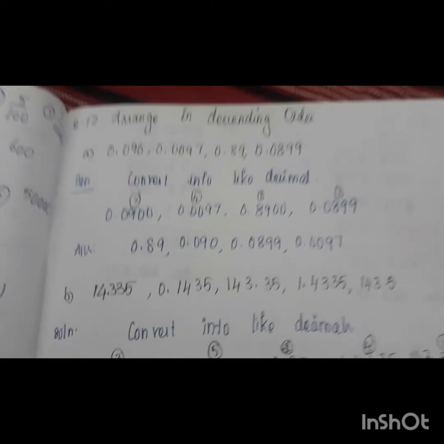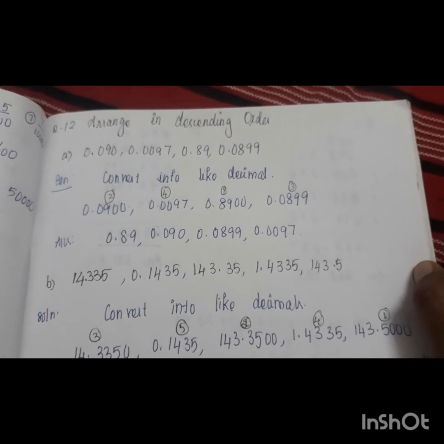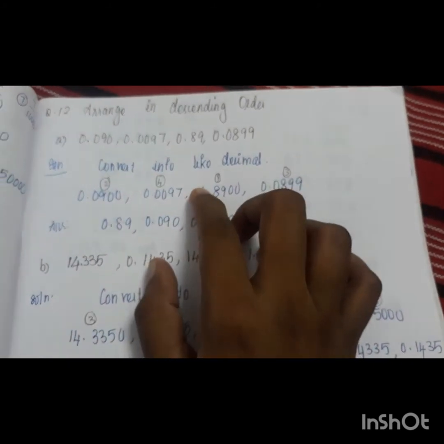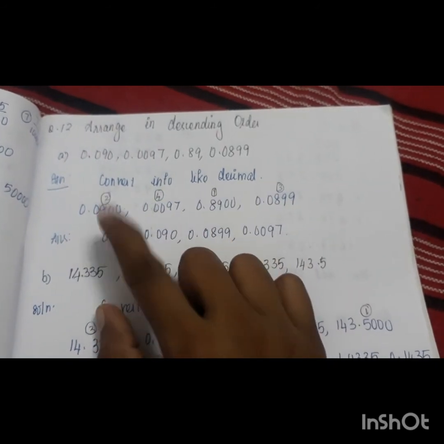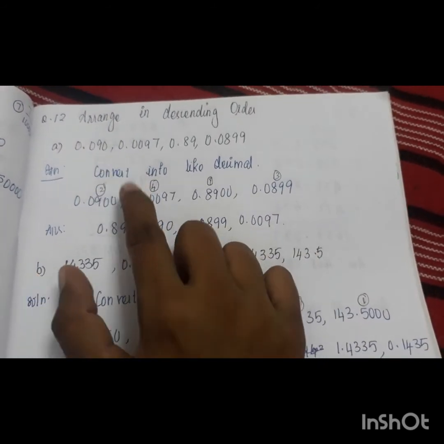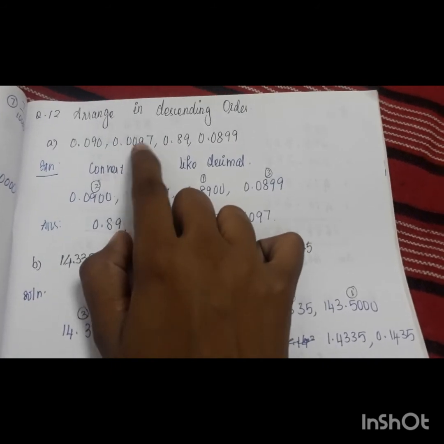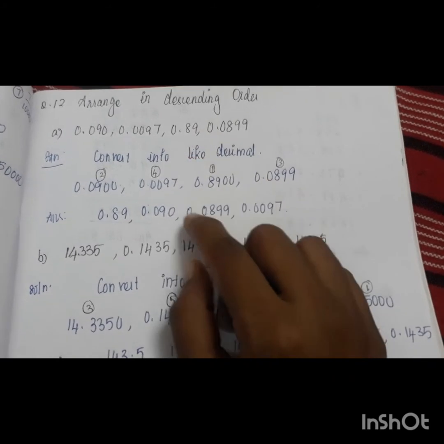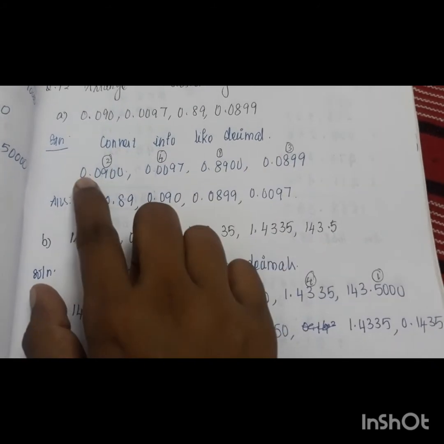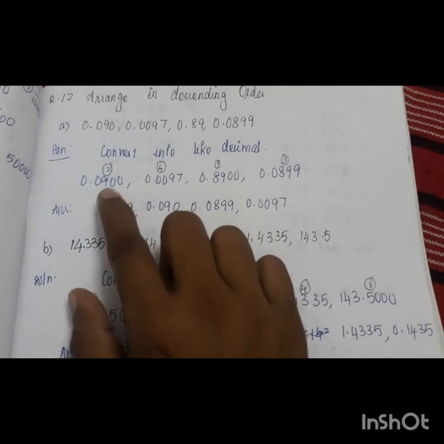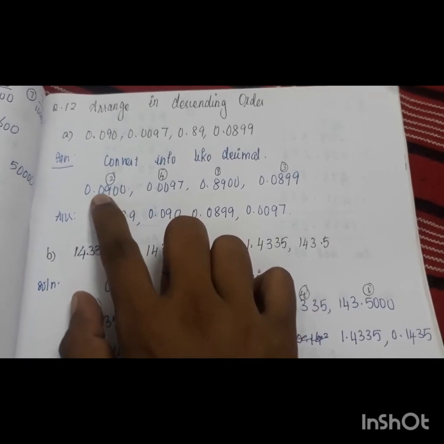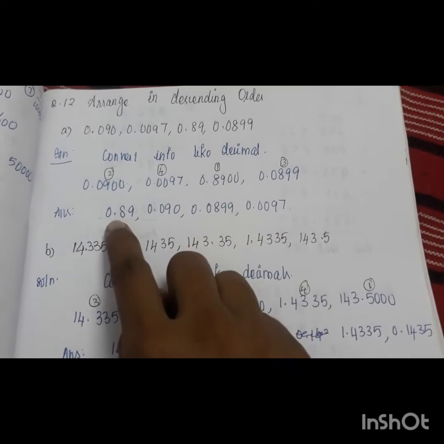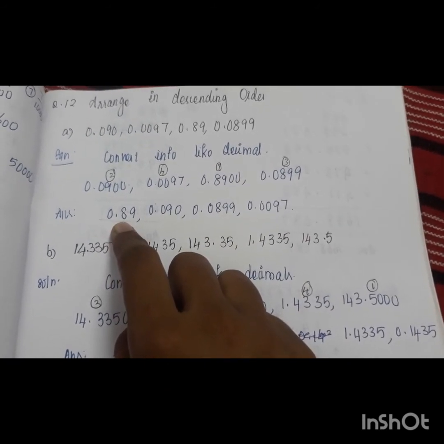Similarly, students, arrange in descending order, question number 12. So the same thing here also we have to do. Only the thing is, here you need to write the answer from biggest to smallest. So here also the same thing, convert to like decimals. The number of digits is 4 in the decimal part, so add 0 here, add 2 zeros here. So now all the integral parts are the same. So check the decimal part, leftmost 0, 0, 8, 0. So 8 is the biggest one, so 0.89 will come first.